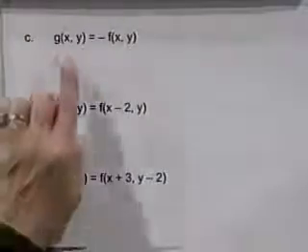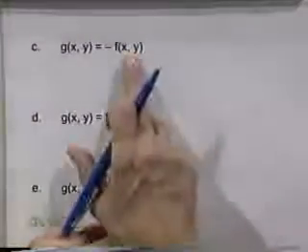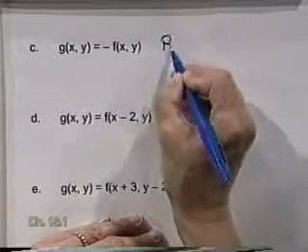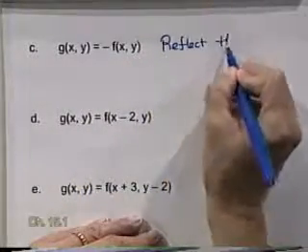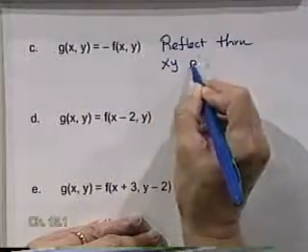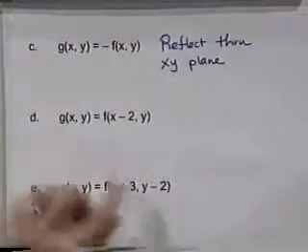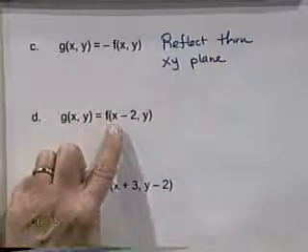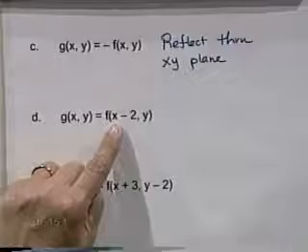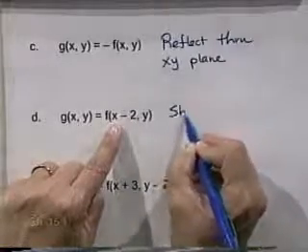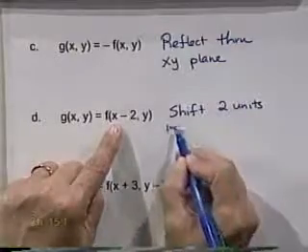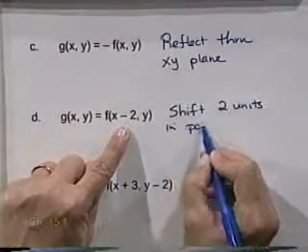What if you have this? G of x, y equals the opposite of f of x, y. Your z coordinate is positive, it now becomes negative. It was negative, it becomes positive. You're reflecting it through the xy plane. Now, what's this one going to do? What if you, instead of x, we put x minus 2. Wherever we see x, we put in x minus 2. We're going to shift it 2 units in the positive x direction.